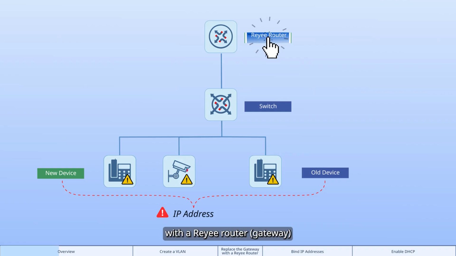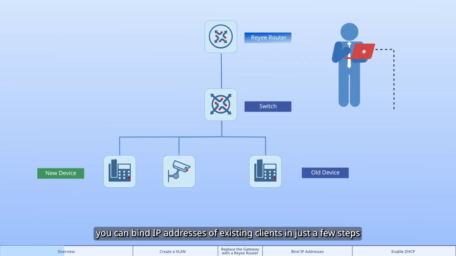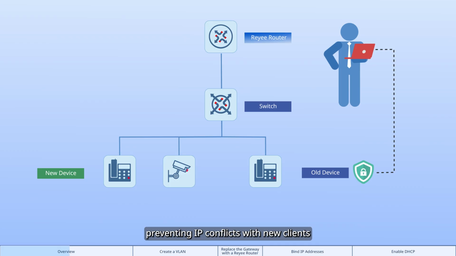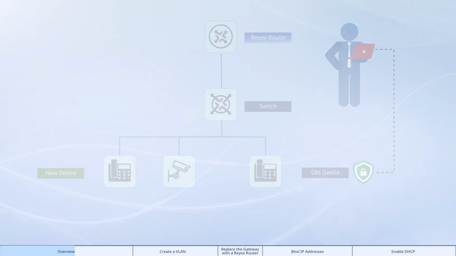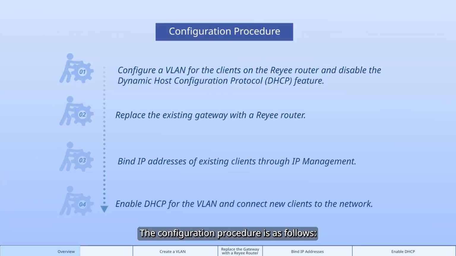However, with a Reyee router, you can bind IP addresses of existing clients in just a few steps, preventing IP conflicts with new clients. The configuration procedure is as follows.